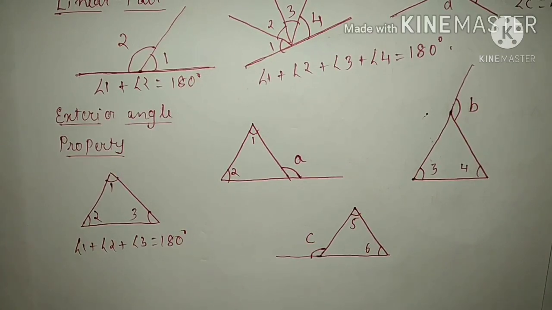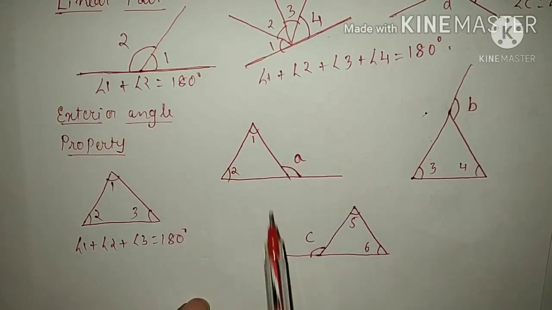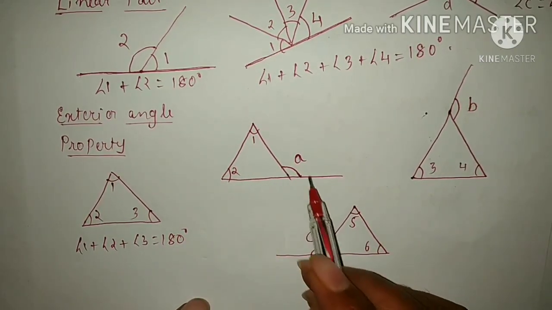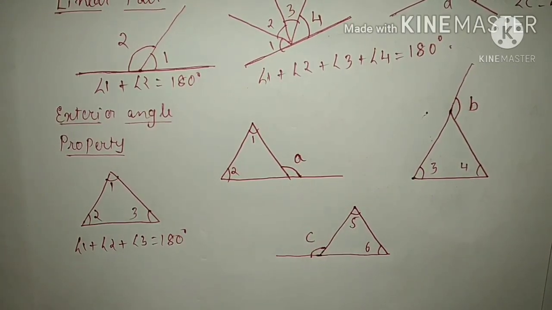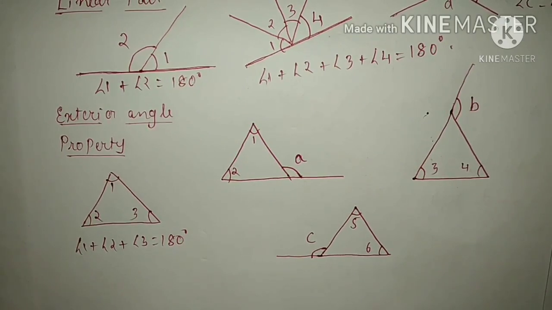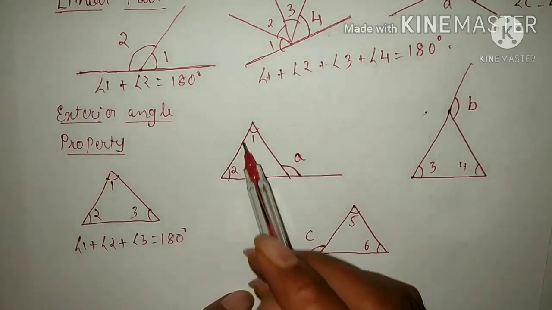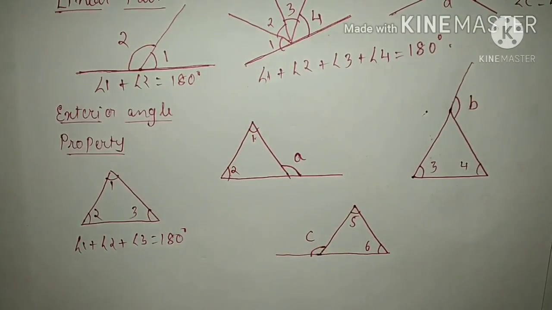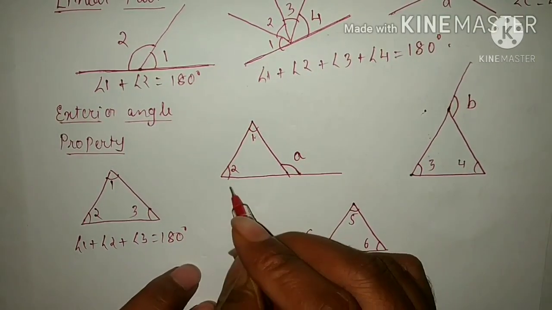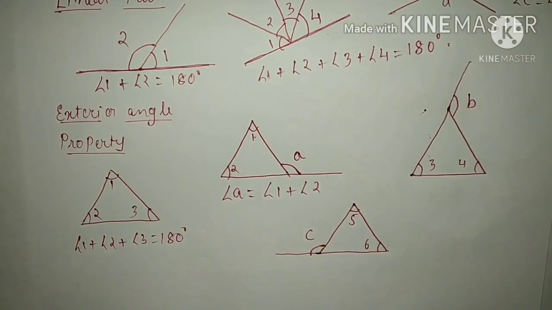Or we can say that whenever a side of a triangle is extended, an exterior angle is formed. So this exterior angle is equal to the sum of the two interior opposite angles. This is the exterior angle. Opposite to this, these two interior angles are there. So angle A will be equal to angle 1 plus angle 2.